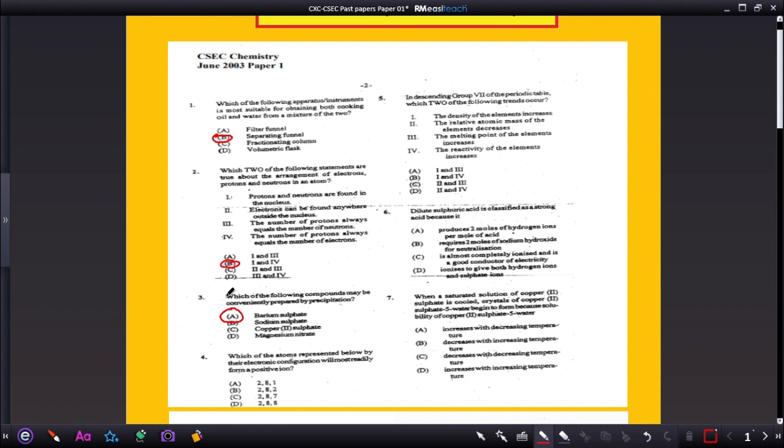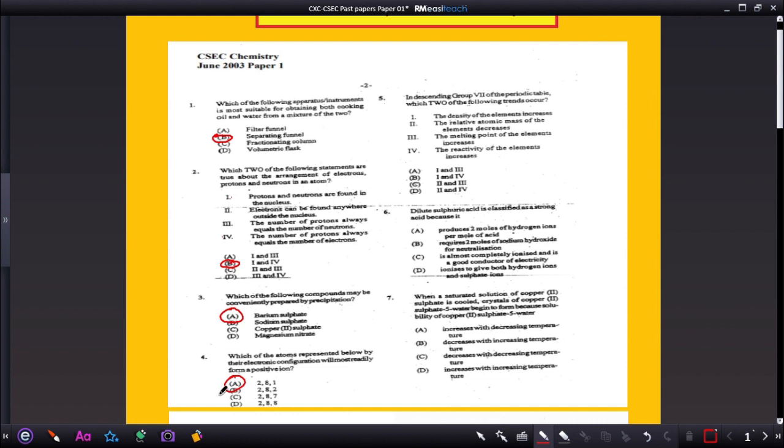Okay, so between A and B, we know that those two are metals because they are between 1 and 3. Now, for A, it has one electron on the outer shell, so it easily gives up that one. For B, it has two electrons, so first it has to give up one and then give up another. So B would not readily form a positive ion when compared to A. So the answer would be A.